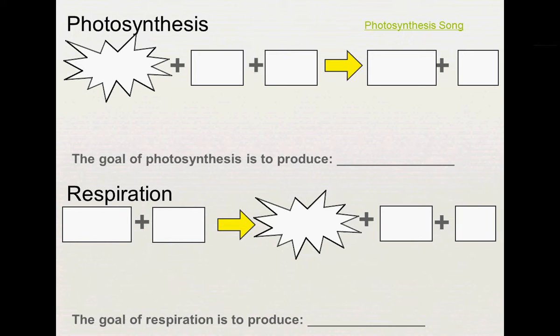So let's start off here. Photosynthesis. What we're going to do is go over what we call the chemical equation for photosynthesis. Photosynthesis is a chemical reaction that happens.